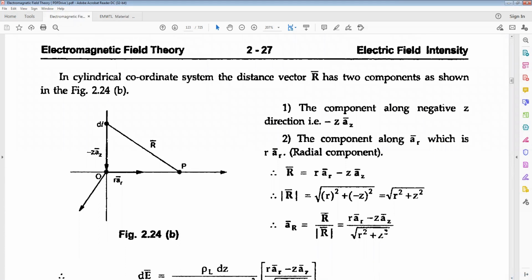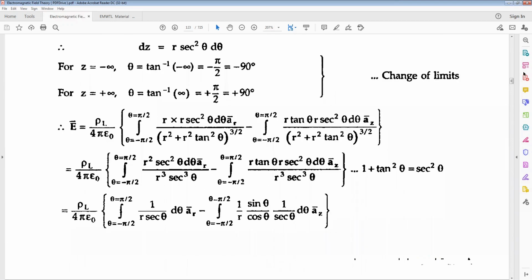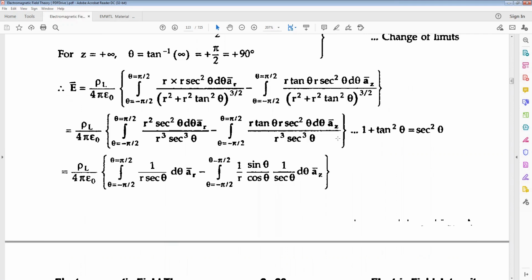See, in a cylindrical coordinate system, the distance vector has two components as shown in the figure. The component along the negative z-axis is minus z a_z bar, and towards the positive direction is r into a_r bar, which is actually the radial component. We can write the a_y bar also this way; nothing is changed. In the E bar, it can be noted that due to symmetry the z component will cancel. But let us prove that mathematically also. Substituting that value, the a_z bar term also becomes 0.